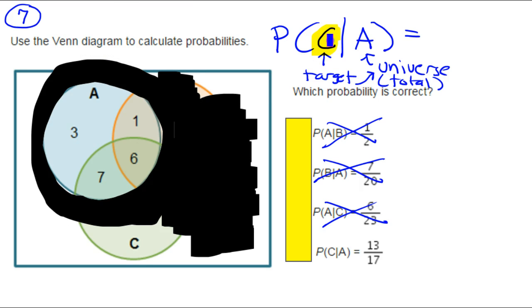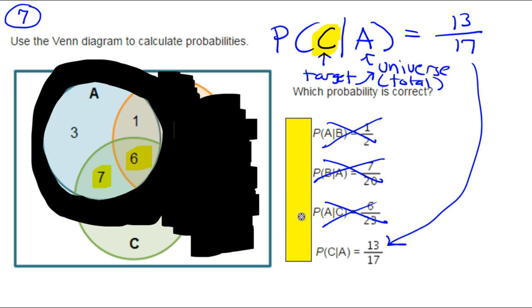Alright, C is now the target in a universe of A. So that's 7 and 6 is the target out of a total universe A. Target over total, 7 plus 6, that's 13, out of a total universe A, that's 10 and 7, so that's 17. So that's 13 out of 17. And that does in fact match the final option. Kabam!